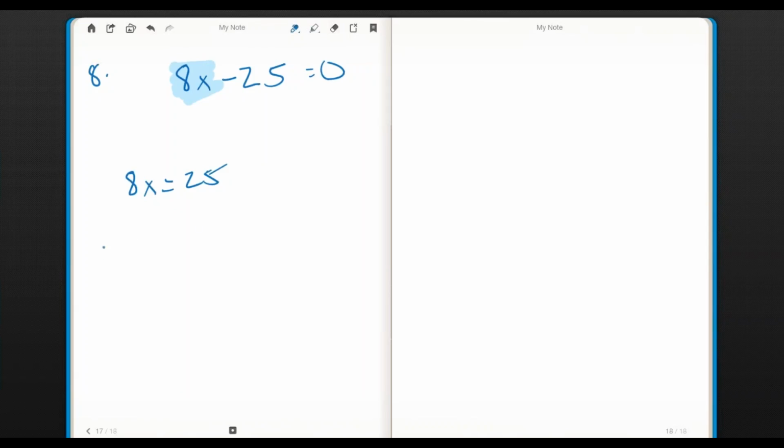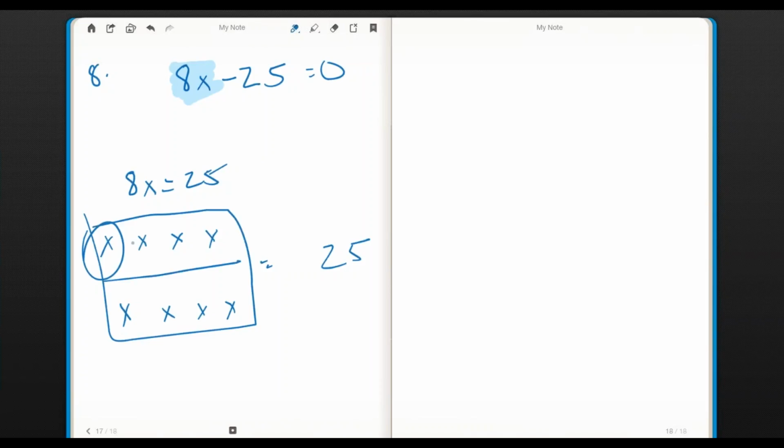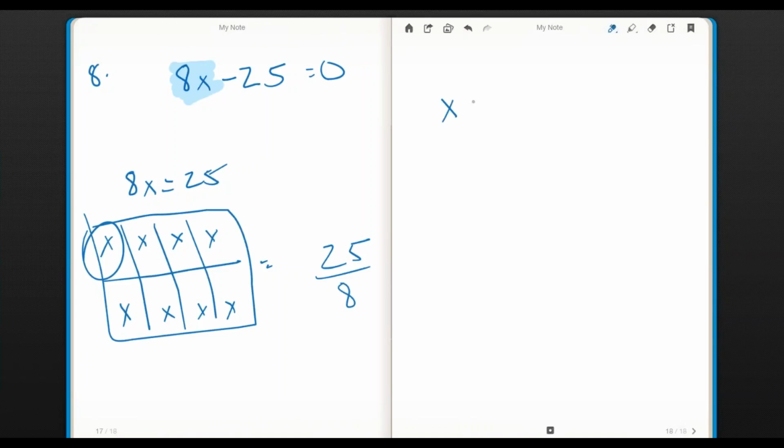And if I have 8 somethings, and it's the same thing as 25, if I want to know what one of them is, then I have to divide this into 8 groups, right? Take my 8x's and divide them into 8 groups, and that's 1x. So take the 25 and divide it into 8 groups, and that's what 1x equals. X is 25 over 8.